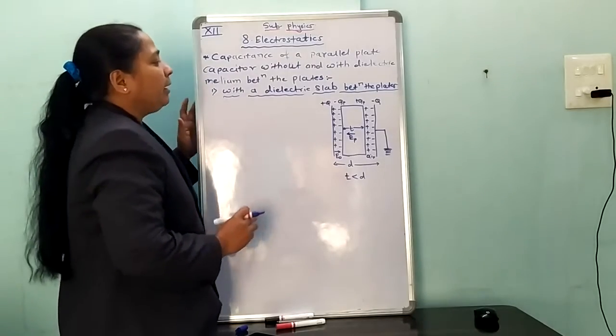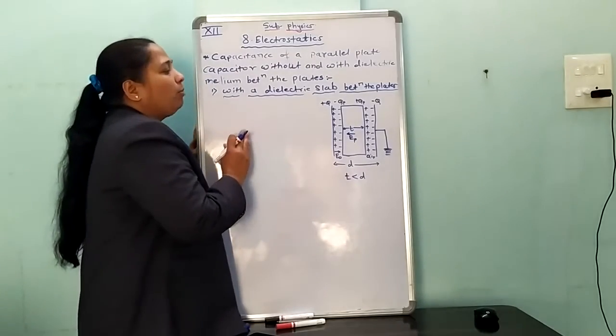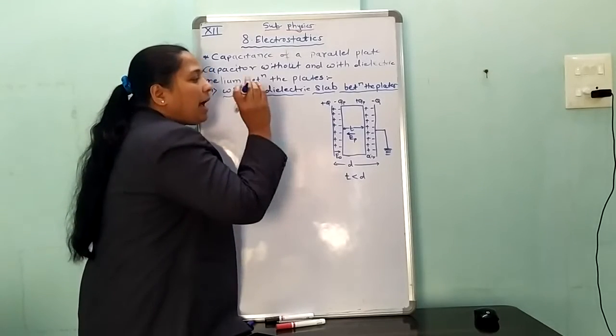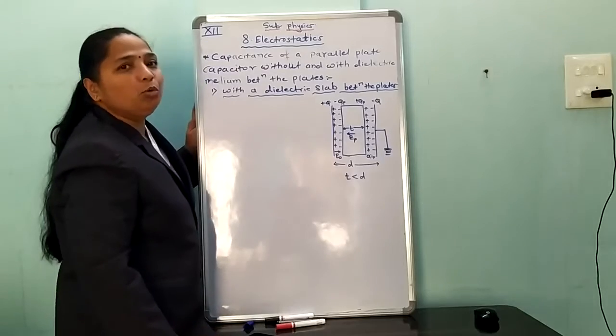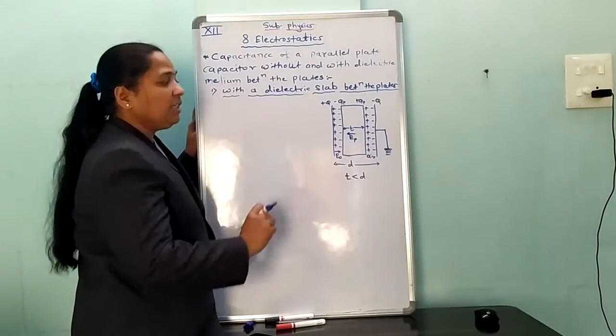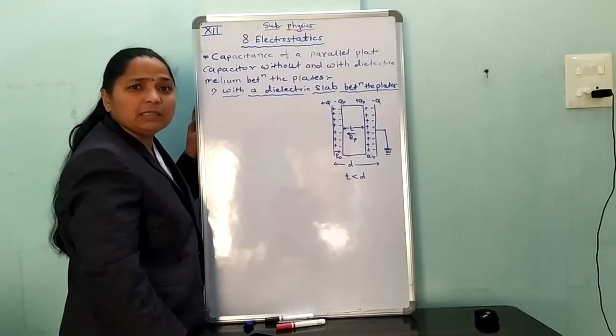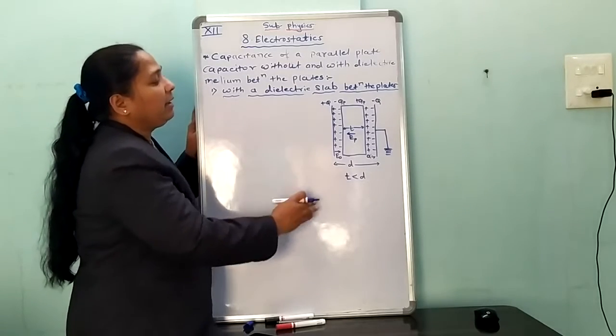Then we calculate the capacitance of the capacitor when a dielectric slab is kept between the two plates. Does the capacitance increase or decrease? Find the expression.